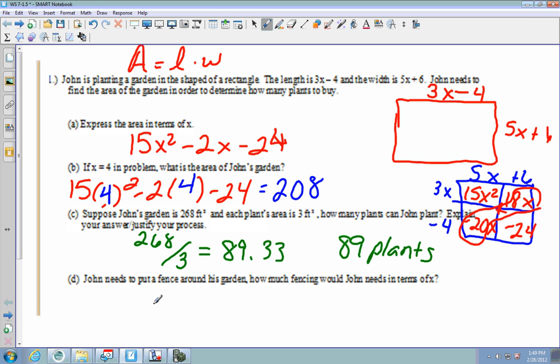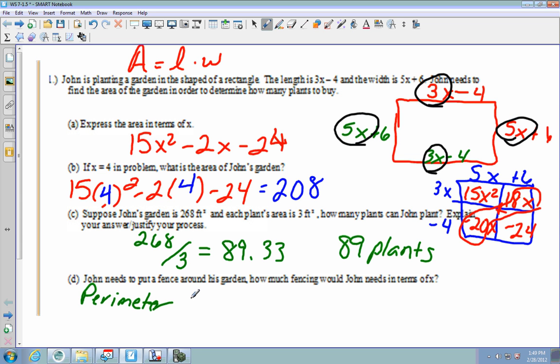The next thing it says is John needs to put a fence around his garden. How much fencing would he need in terms of x? Well, the fencing is going to be perimeter. So for perimeter, you have to add up all the sides. So you'd need 3x minus 4 and 5x plus 6, and so on. We have 16x. 6 plus 6 is 12. Minus 4 is 8. Minus 4 is 4. So your perimeter would be 16x plus 4.